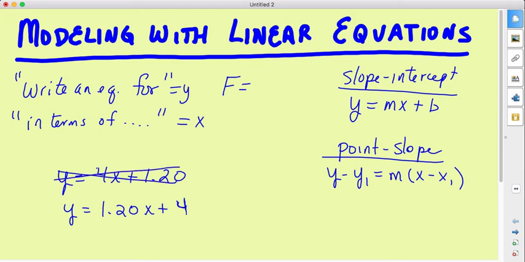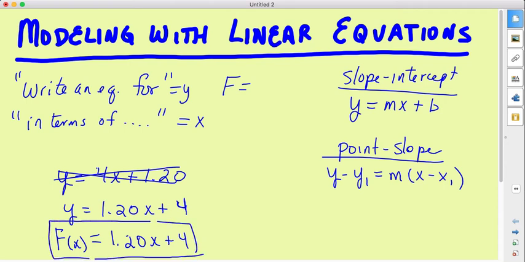Now, what they want you to do is use the letters they indicated. They said for the total fare, F. So which one of those should be F? Y should be F. So typically they'll write it as F of x. They said in terms of miles, and miles was supposed to be x. So we're fine with that. I could have used m as well. But ta-da, you just found the equation. Boy, that was a tough amount of work, wasn't it?